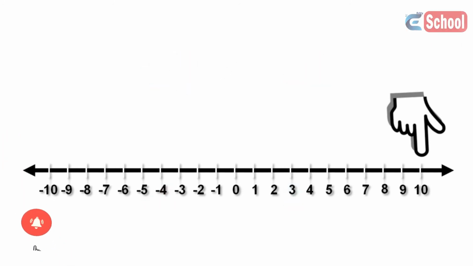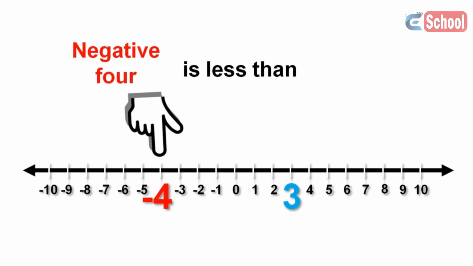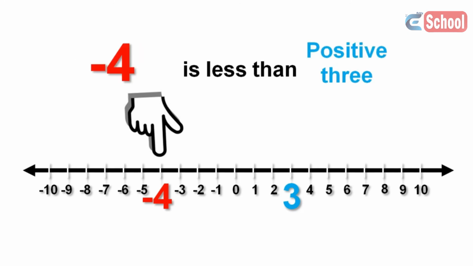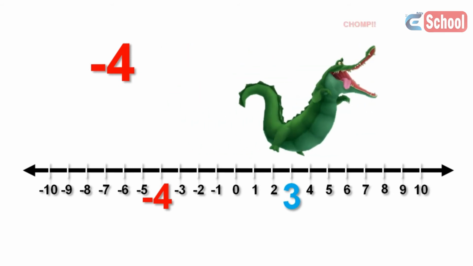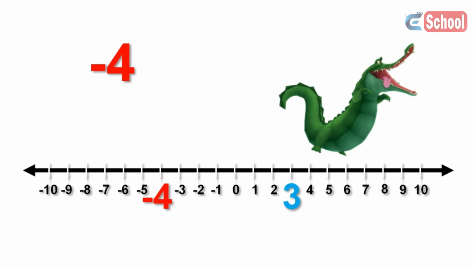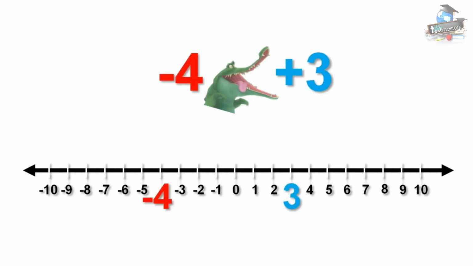Negative 4 is further to the left than positive 3. So we can say that negative 4 is less than positive 3. Our greedy crocodile wants to eat the bigger number, giving us the shape of the symbol we need to use. This says negative 4 is less than positive 3.